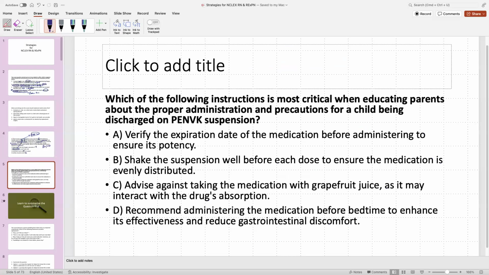Manjinder. Which of the following instructions is the most critical when educating parents about the proper administration and precautions for a child being discharged on PNVK suspension? What's that? I don't know.